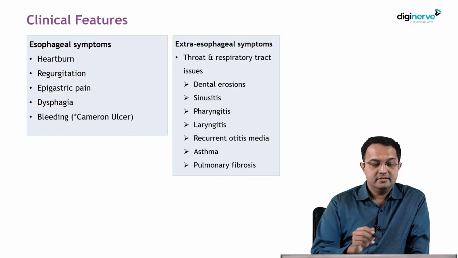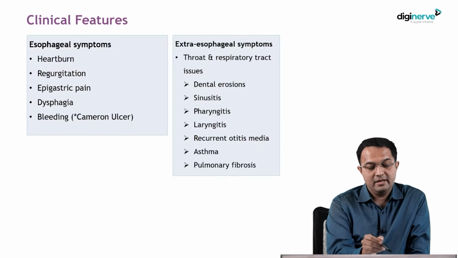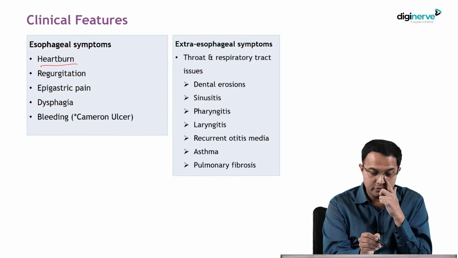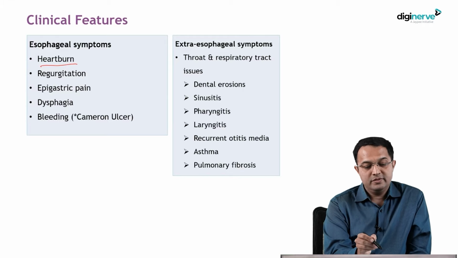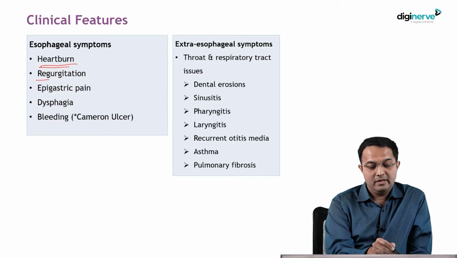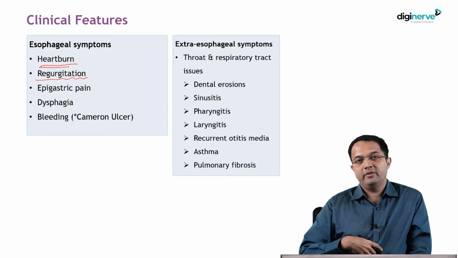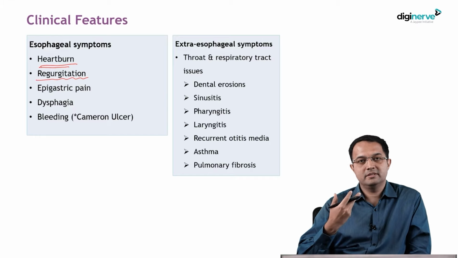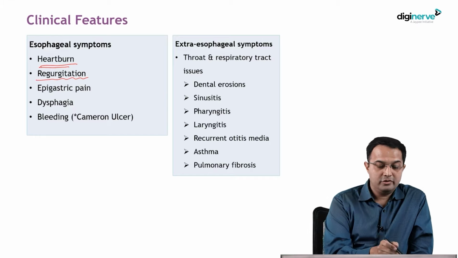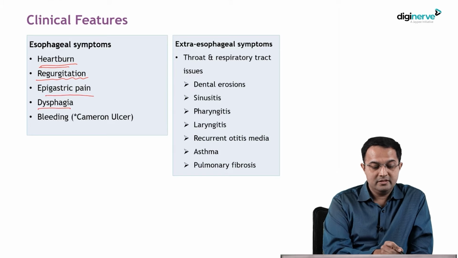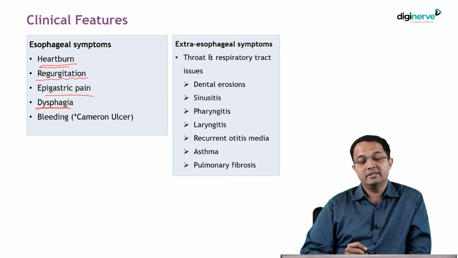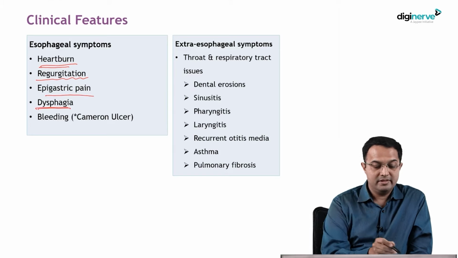What are the clinical features in these patients of GERD? Heartburn is the most common symptom. They will ask you the most common symptom of gastroesophageal reflux disease, that is heartburn. The patient will have regurgitation or water brash. Like you had a heavy meal and after some time you feel something is coming up into the mouth. Then you also have epigastric pain. Advanced disease will have dysphagia. If there is a large hiatus hernia, then you can have dysphagia.